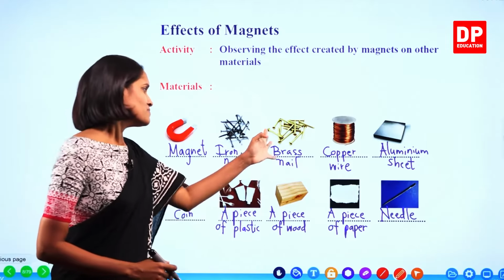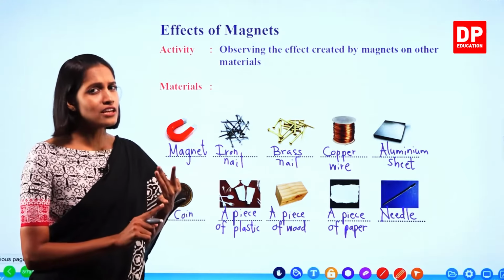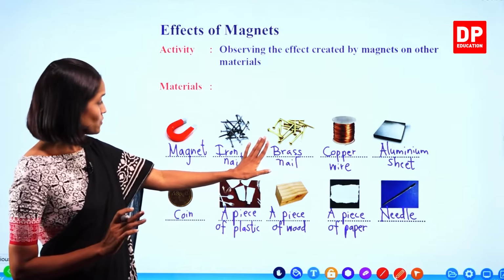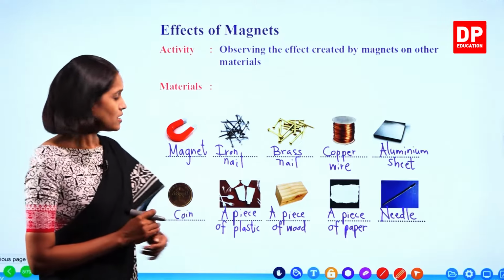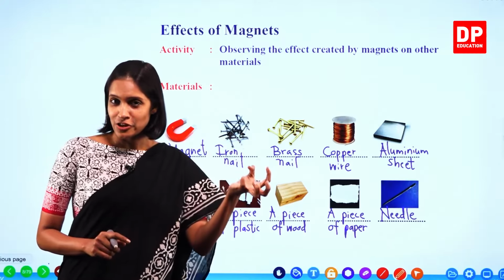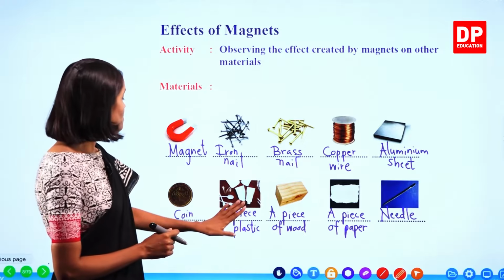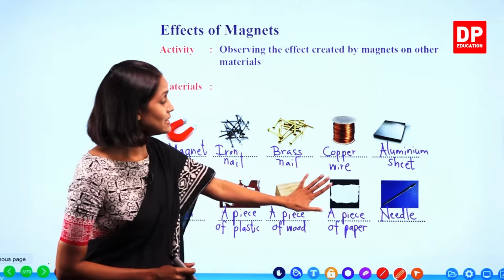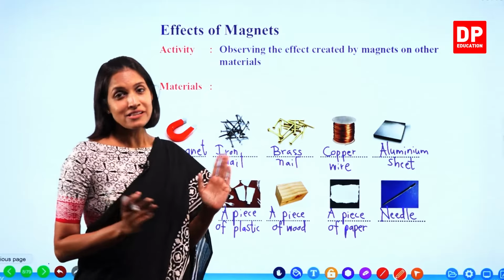Do you remember what are the materials that got attracted towards the magnet? Right? Do you remember the iron nail? Iron nail got attracted towards the magnet. Right? What about the brass nail? It did not get attracted towards the magnet. Copper wire and aluminium sheet also did not get attracted towards the magnet. What about the coin? Do you remember one of the coins I used got attracted towards the magnet and the other one did not get attracted towards the magnet? What about the plastic, wood and paper? They all did not get attracted towards the magnet. And finally, the needle got attracted towards the magnet. So we can group them in the table I showed you before.